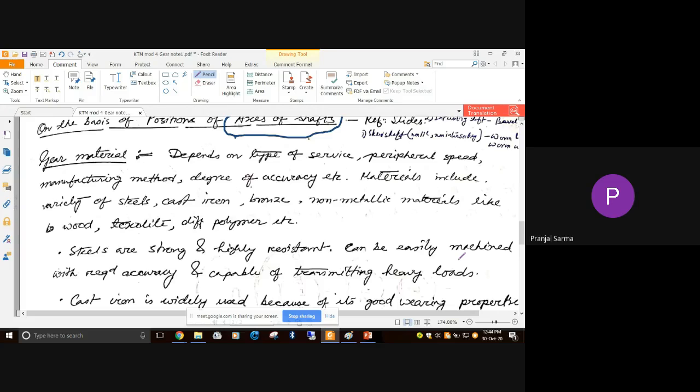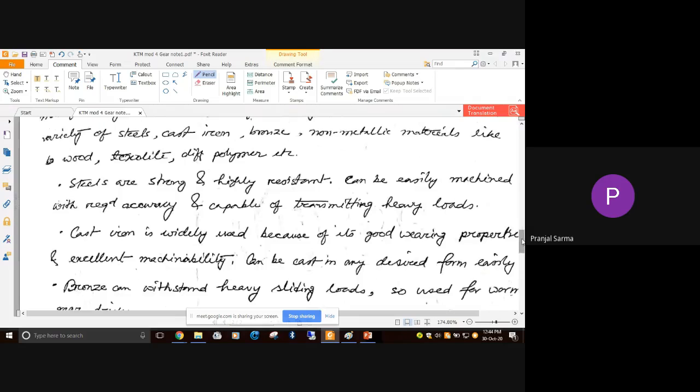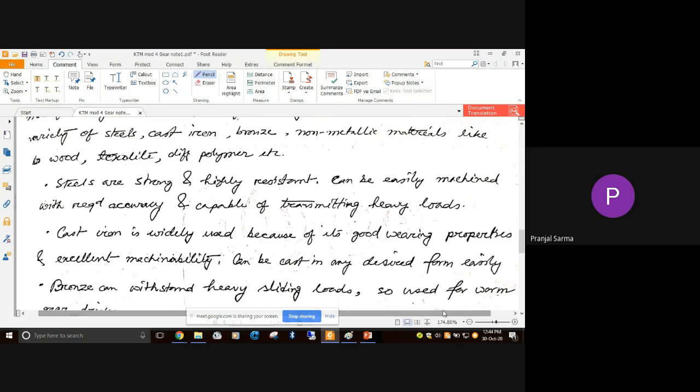are possible. Apart from that, we also have non-metallic gears, which are made from, say, wood, textile, and with respect to different polymers also we have gears. So all those plastic gears that you have seen in your toy cars, which you broke while playing, those are made of polymers. And some of the important materials are the steels.